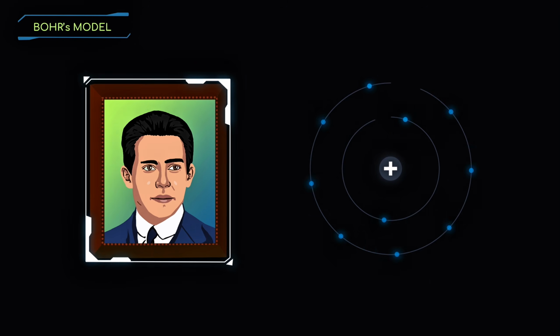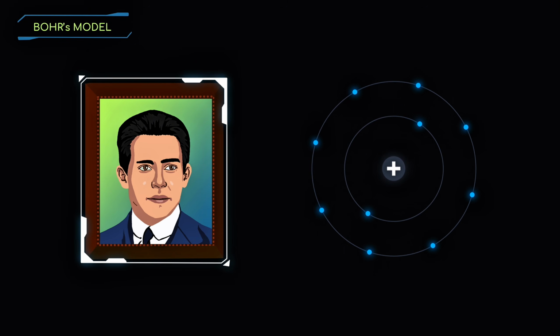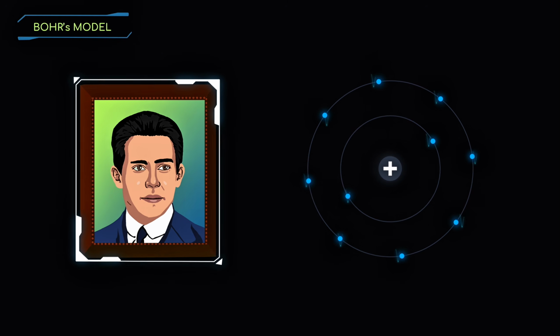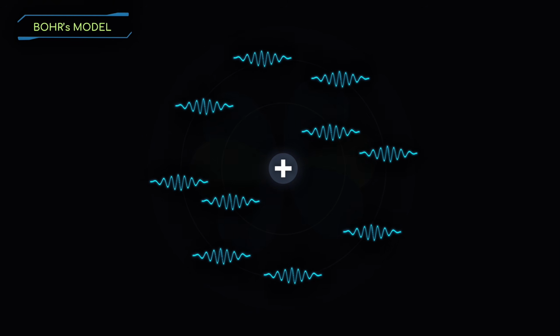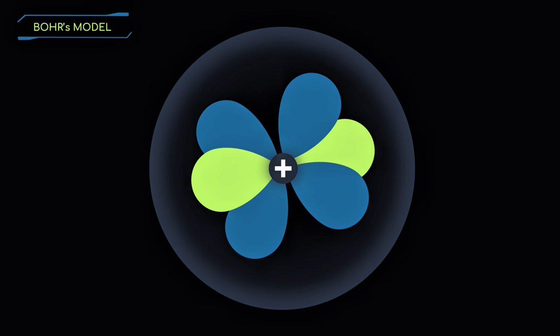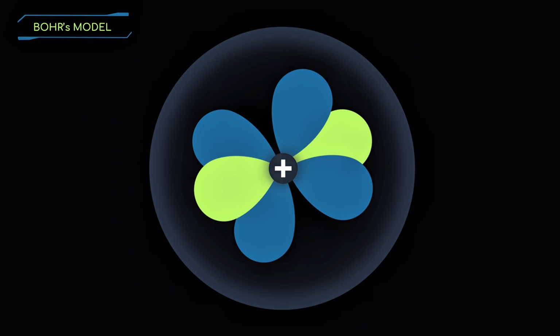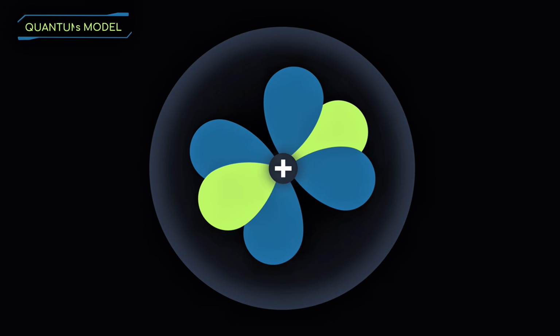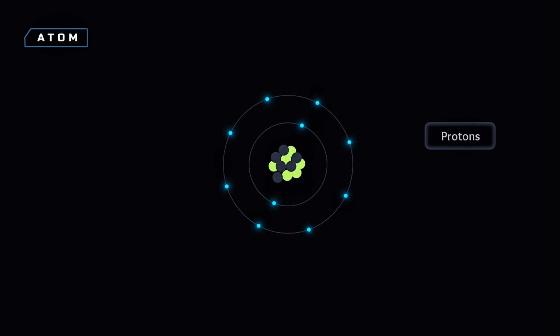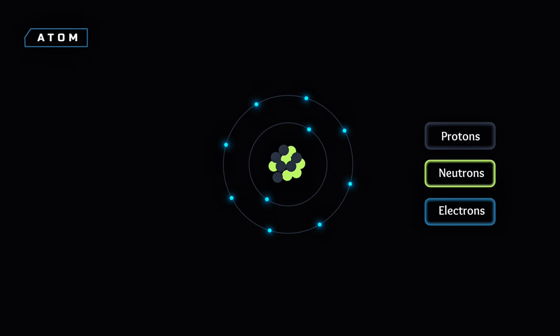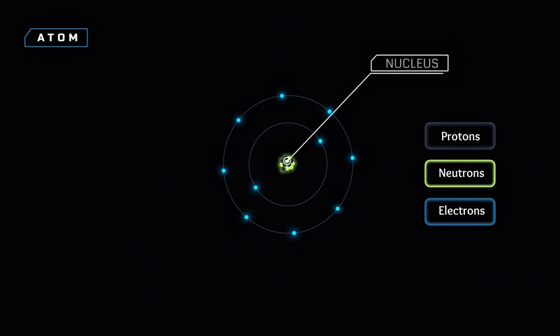Bohr's atomic model was a significant step in the understanding of atomic structure. But once we understood the concept of the wave nature of particles, the atomic model became more accurate and complex. This trustworthy model is called the quantum model of the atom. An atom is a combination of protons, neutrons, and electrons. Protons and neutrons are together in the center of the atom and are called the nucleus.